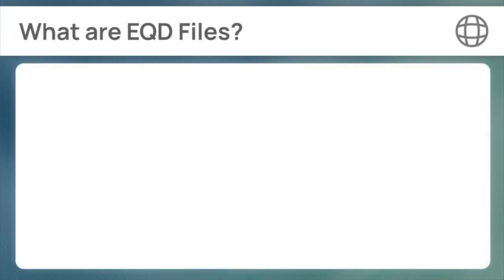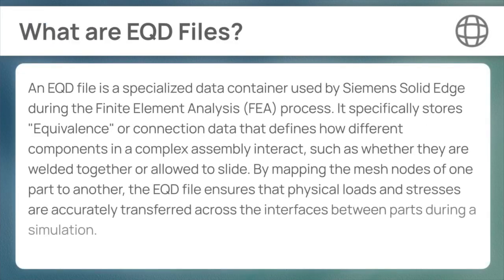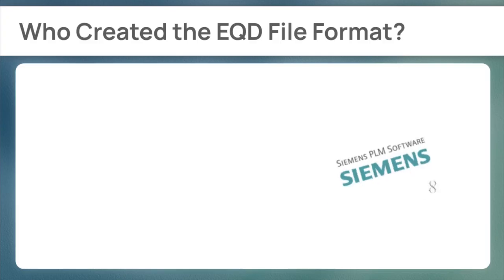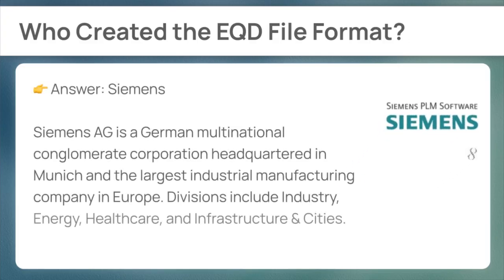An EQD file is a specialized data container used by Siemens Solid Edge during the finite element analysis (FEA) process. It specifically stores equivalence or connection data that defines how different components in a complex assembly interact, such as whether they are welded together or allowed to slide. By mapping the mesh nodes of one part to another, the EQD file ensures that physical loads and stresses are accurately transferred across the interfaces between parts during a simulation.